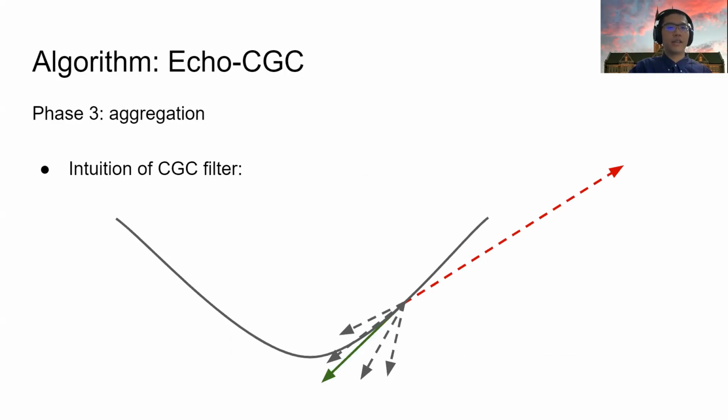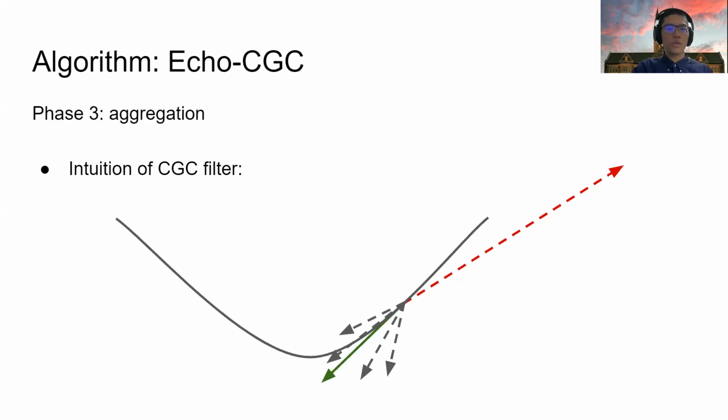The intuition behind the CGC filter is that we want to keep the aggregated gradients in the correct direction. There are at most f faulty gradients. So in the worst case, we may assume that the faulty gradients have the largest norms. For example, in this graph, the red vector represents the faulty gradient, and the green vector is the true gradient of the cost function. Without filtering, the faulty gradient can be arbitrarily large, so the overall aggregation of the gradients might be in the opposite direction to the true gradient.